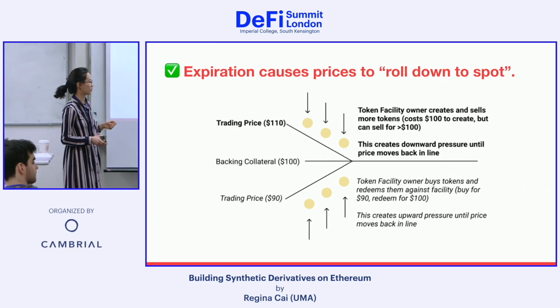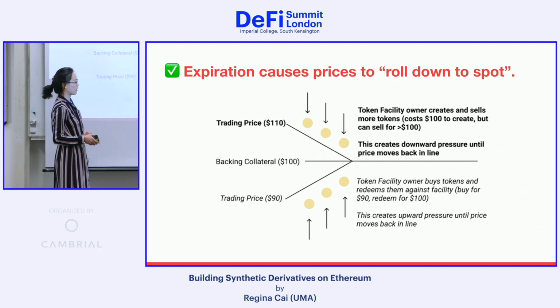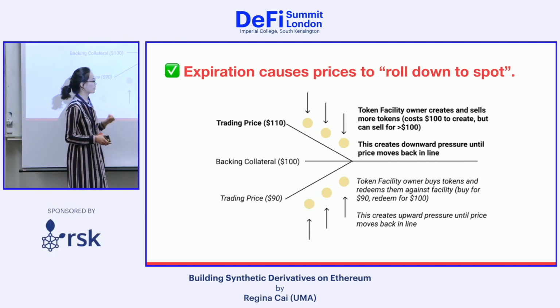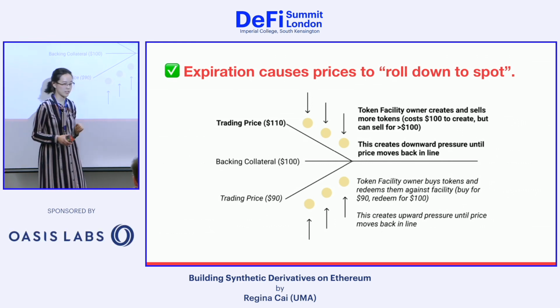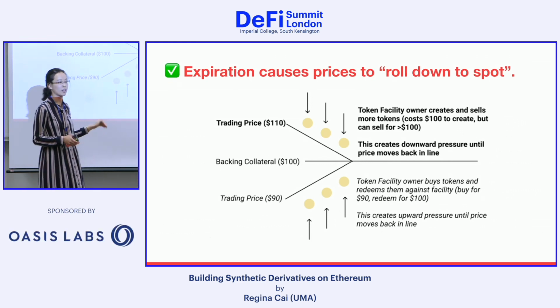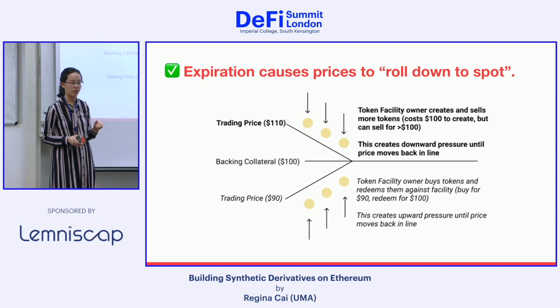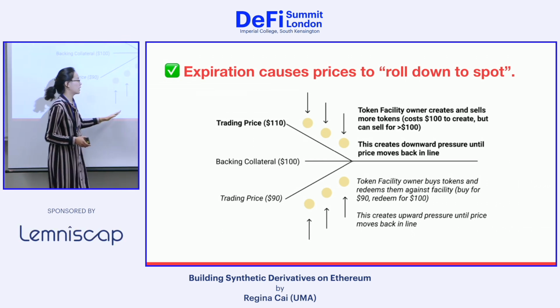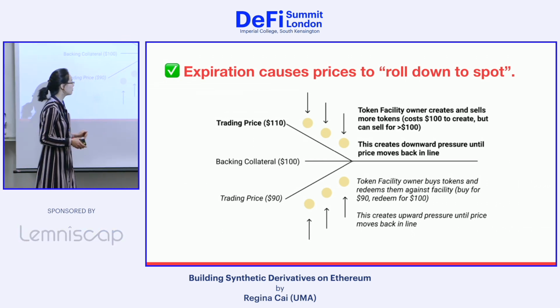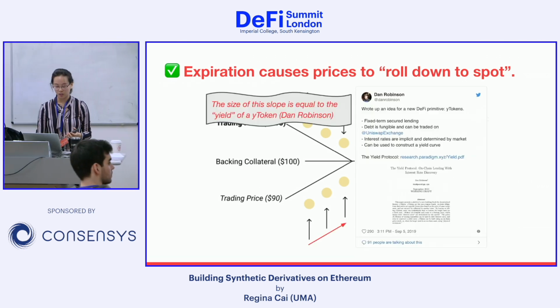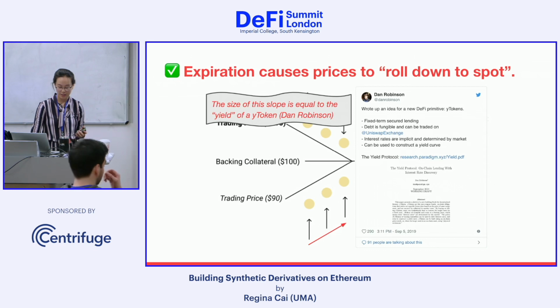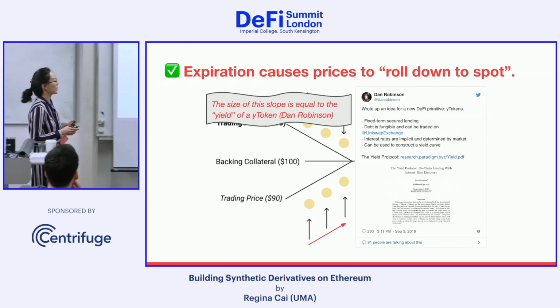The converse is also true. If it's trading at a price below $100, what can the token facility owner do? They can buy tokens and redeem them against their own facility. You can buy it for 90, redeem it against yourself for 100. This should create upward pressure until the price moves back in line, and you should net collect $10. This looks a lot like traditional financial markets. This is called rolling down to spot.